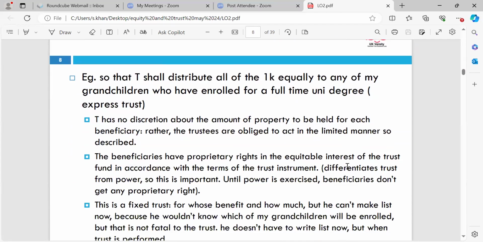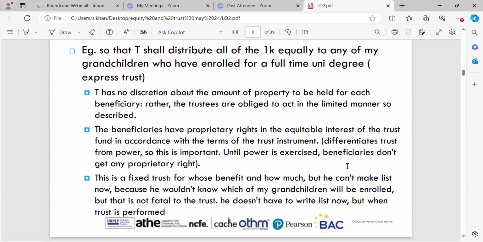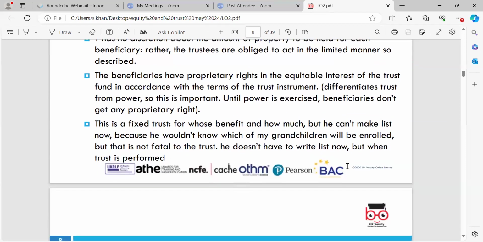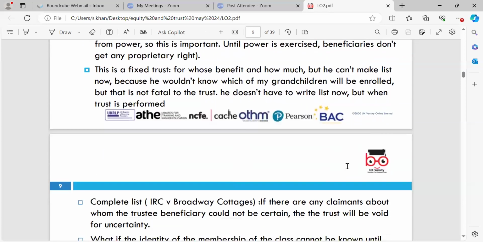For example, "T shall distribute all 1K equally to any of my grandchildren who have enrolled in a full-time uni course." T has no discretion about the amount of property to be held for each beneficiary. Rather, the trustees are obliged to act in the limited manner so described. The beneficiaries have proprietary rights in the equitable interest of the fund in accordance with the terms of the trust instrument, and this is a fixed trust as to who benefits and how much.